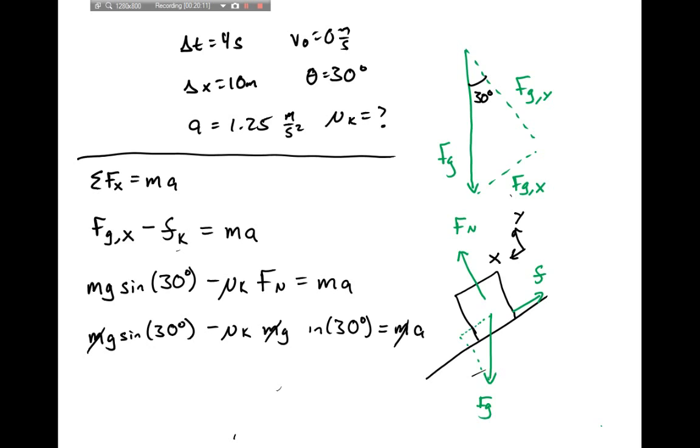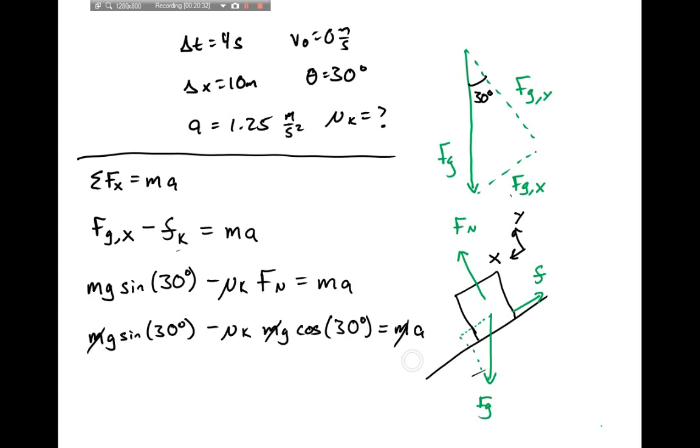I'm sorry, this should be cosine. The normal force was adjacent, so this is cosine here. I can calculate sine and cosine with a calculator. So at this point, the only thing I don't know is mu sub k, and that's what I was asked to solve for.